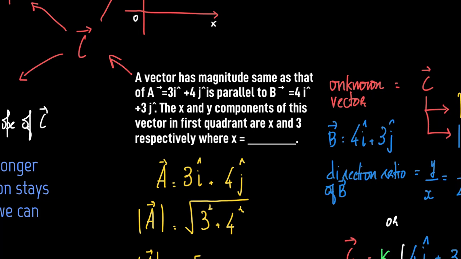A vector has magnitude same as that of vector A and is parallel to vector B. The x and y components of this are x and 3 in the first quadrant, where x is equal to. So let's first try to understand what is given to us.